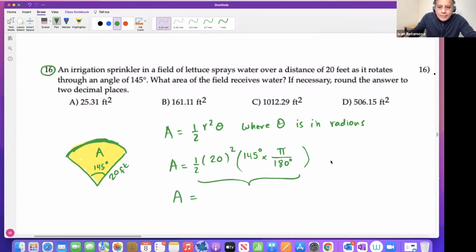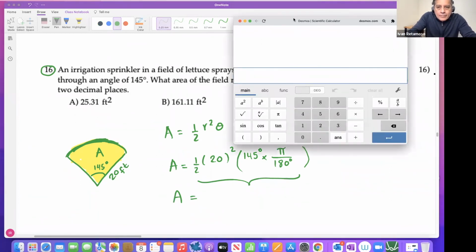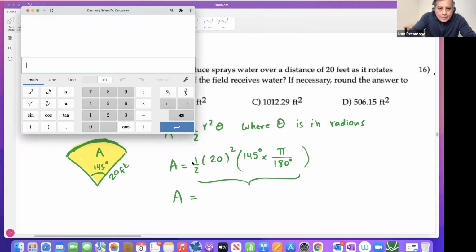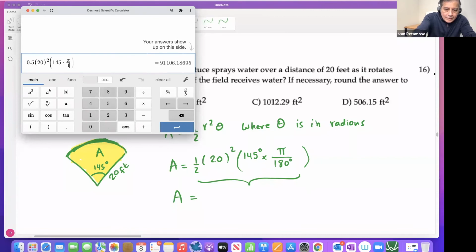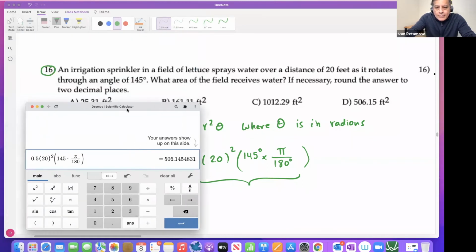Let's put all this in our calculator and see what we get. Here I give you an alternative to deal with this 1/2. Sometimes it's just quicker to write 0.5. So 0.5 times 20 squared times 145 times pi over 180. We get 506.14. Rounded to two decimal places would be 506.15, which is there.